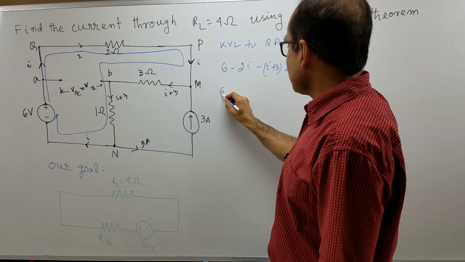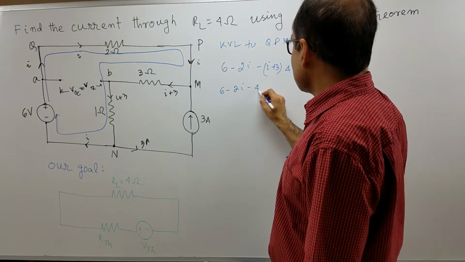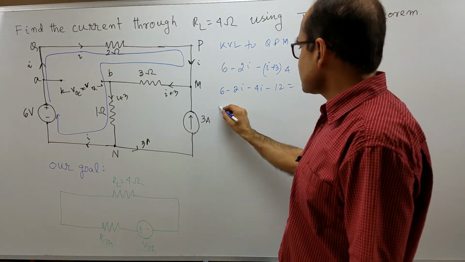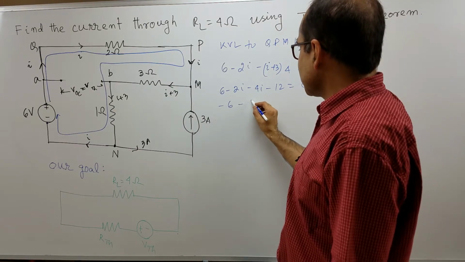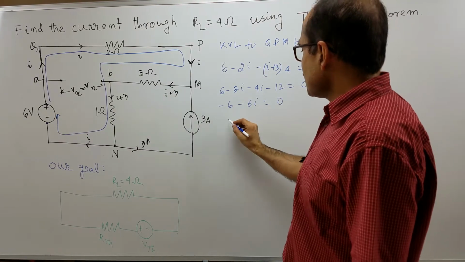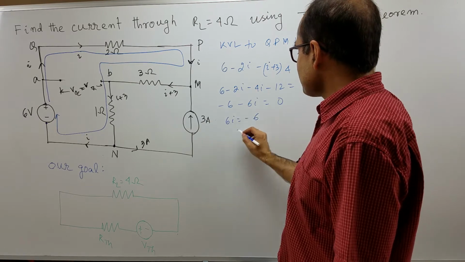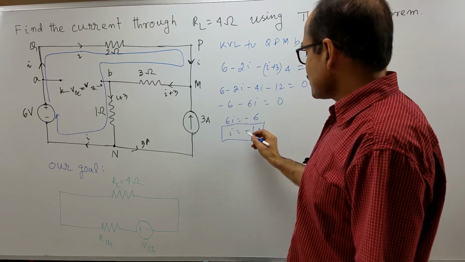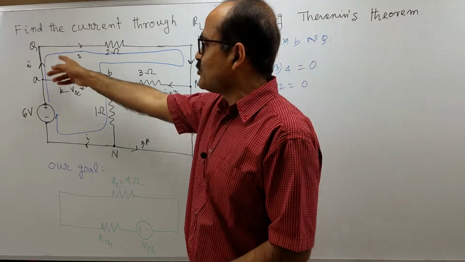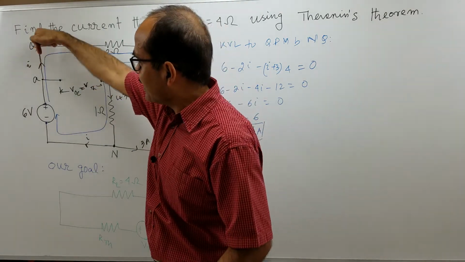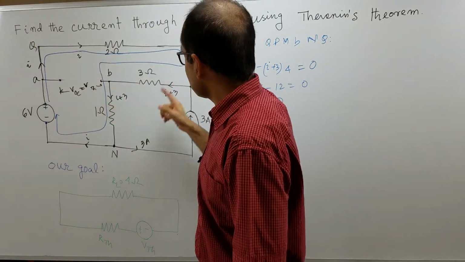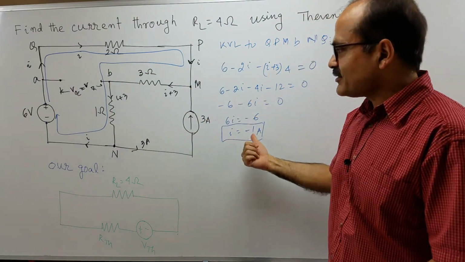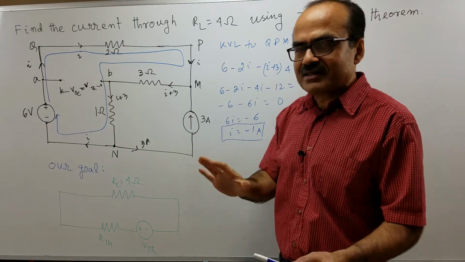So this is 6 minus 2I minus 4I minus 12 is equal to 0. Now, 6 minus 12 is minus 6, and minus 2I minus 4I is minus 6I, equal to 0. So 6I is equal to minus 6, so I equals minus 1 ampere. The negative sign indicates that the current direction assumed here was wrong. The current should flow downwards here, to the left, and up here, but it does not matter if we keep this direction and this negative sign in our further calculations; we will get everything right.